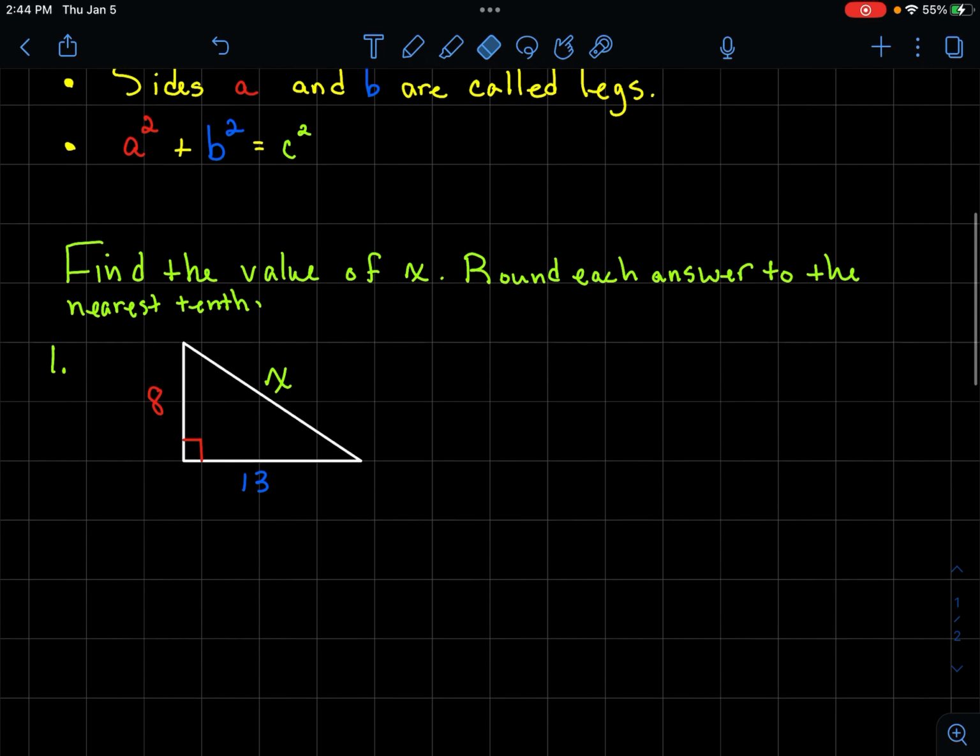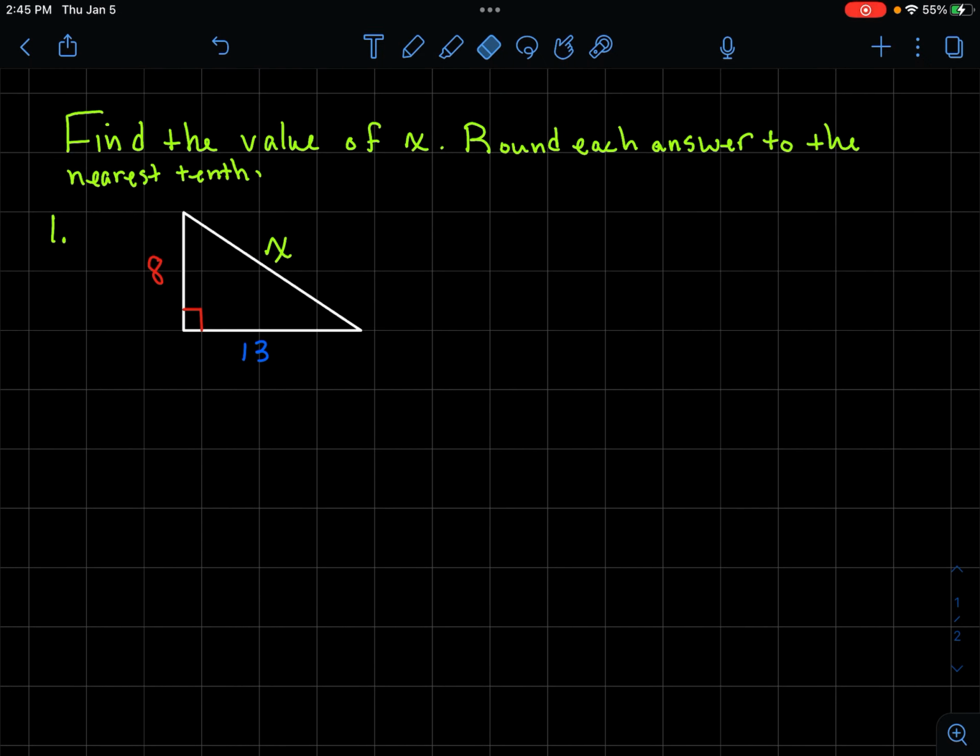So first, let's find the value of x. We're going to round our answer to the nearest tenth. We have a simple problem here with both legs given to us. We have 8 as a side and 13 as one of the other legs, and the hypotenuse is x. We're going to use the Pythagorean theorem to find what x is equal to. So first, let's use a squared plus b squared equal to c squared and plug in what we know. We know that a is equal to 8, b is equal to 13. So we plug in those values, and then we're just going to change c to x since x is the hypotenuse of the problem, and 8 squared is 64, 13 squared is 169.